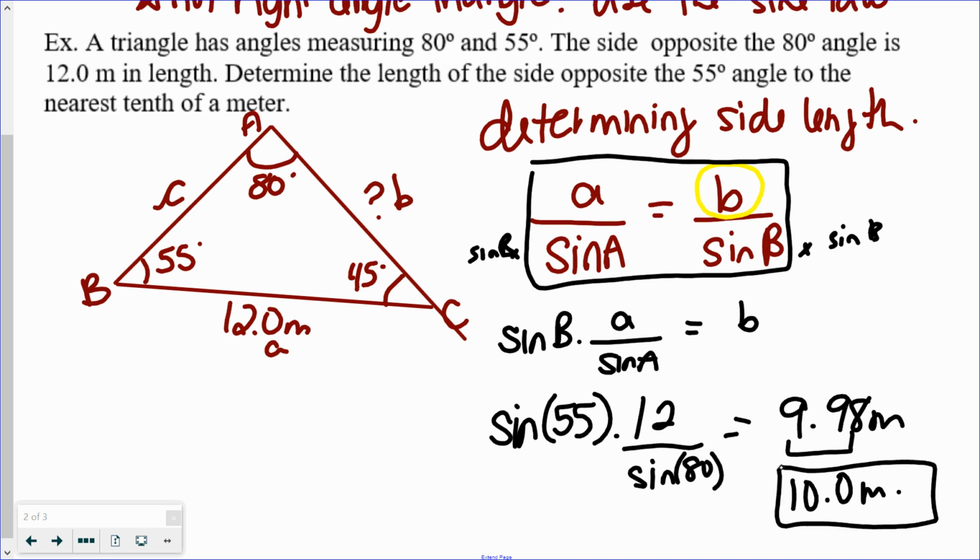And just, I know our diagram wasn't super accurate, but just looking if that makes sense. Yeah, that probably makes sense. If we had got something like 15,000 meters, well, that doesn't make sense, right? We have a side length of 12. Why would the other side length be 15,000 meters? Or if we got 0.4 meters, probably not right either. So thinking about whether your answer does actually make sense. 10 meters makes sense in the context of the question.